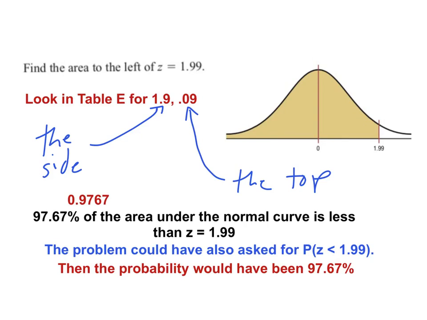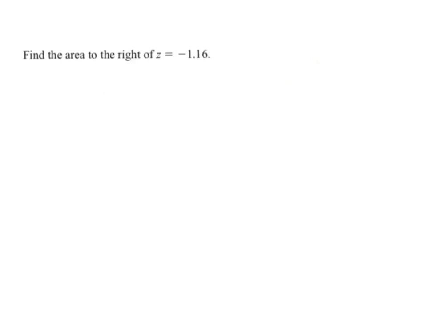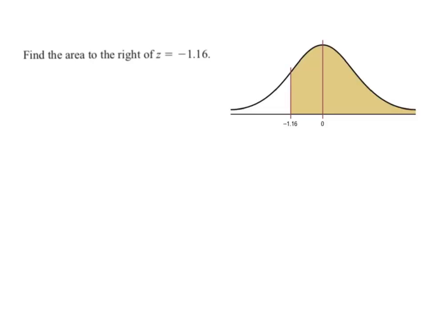Let's look at another example. Now this is the area to the right. Use the other chart. We are going to get to use the first page now. The area to the right of z equals negative 1.16. And again, sometimes they're going to ask you to draw it, sometimes they're not. This is what we're talking about. We're trying to find the area to the right of negative 1.16.